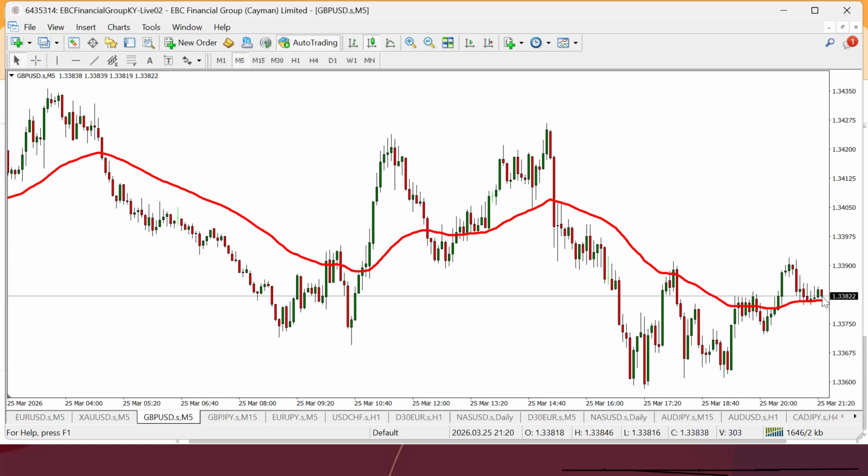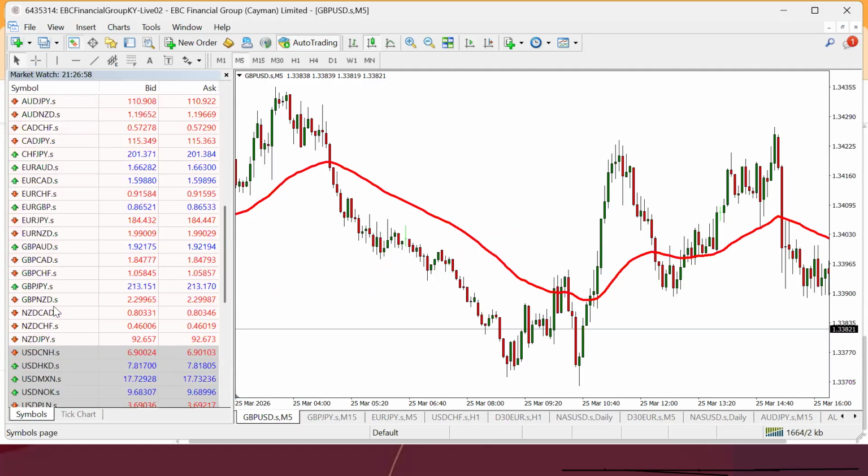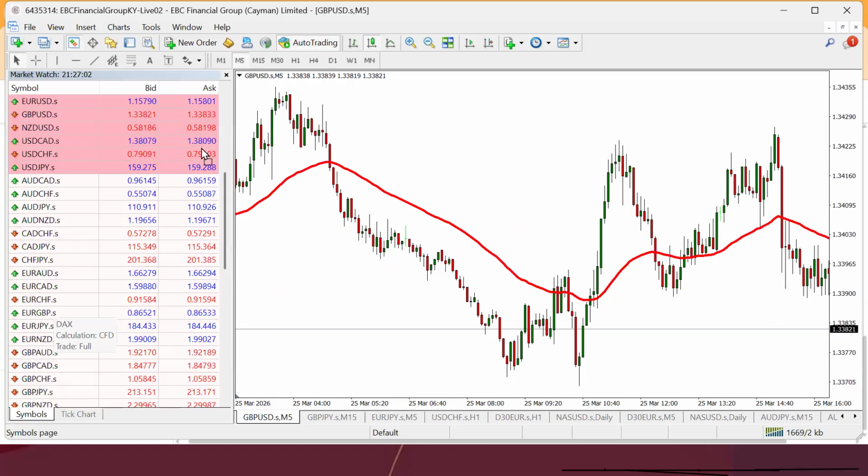Now, because this is not trending enough, I'm going to use another example. Let's go to USD JPY, guys. Let's use USD JPY as an example. Since JPY right now is in session, we should see some very good volatility. Okay. Great.